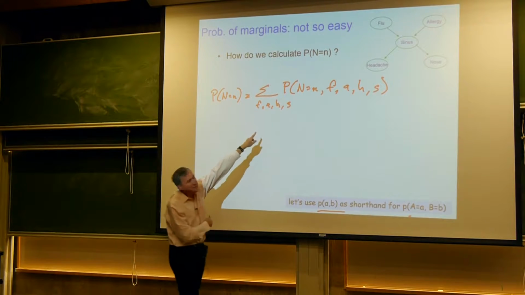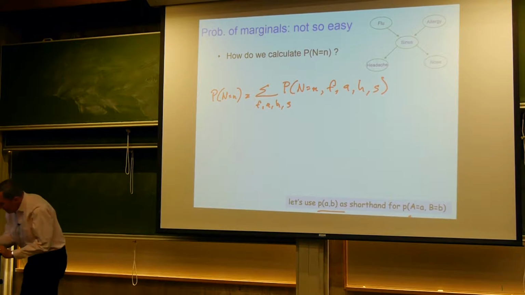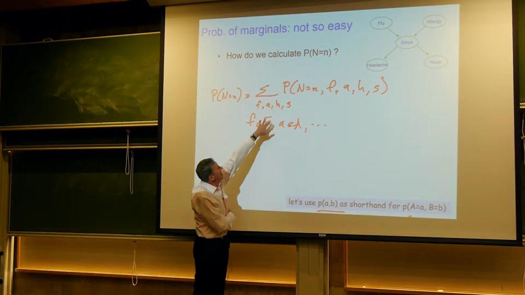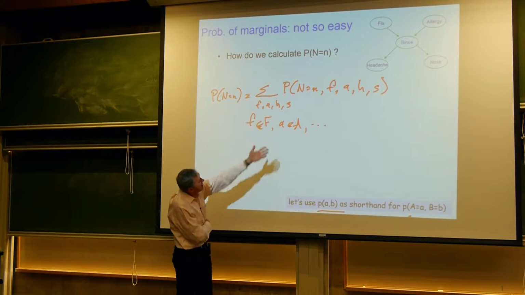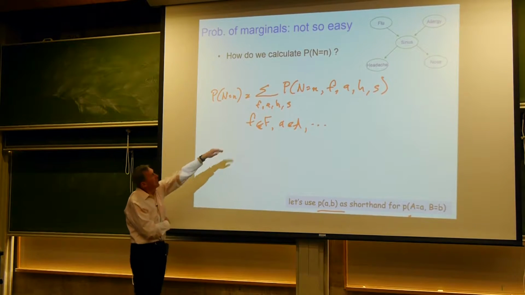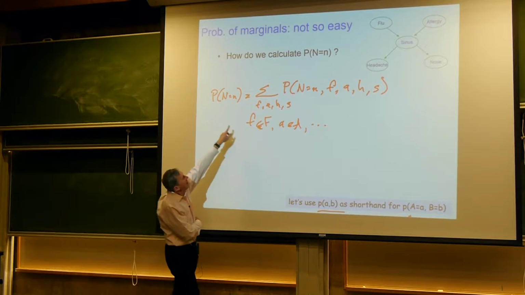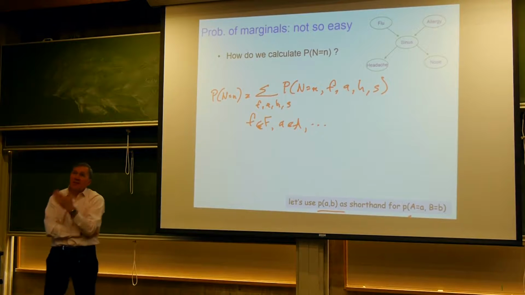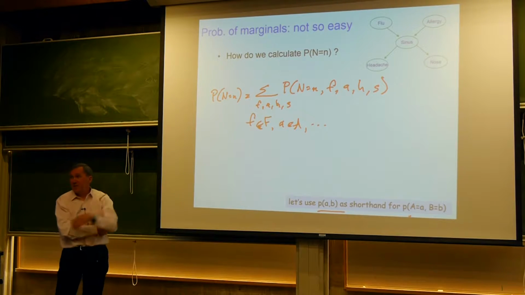So when I say sum over that, what I mean is sum over f, the values that f can take on, and the values that a can take on, and so forth. If these are Boolean variables, I'll have 16 possible assignments there. In general, it's going to be n minus 1 of these I'm going to have to sample over, so I'll have 2 to the n minus 1 of these terms in my sum.